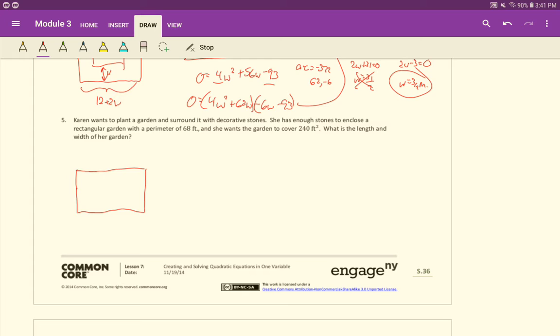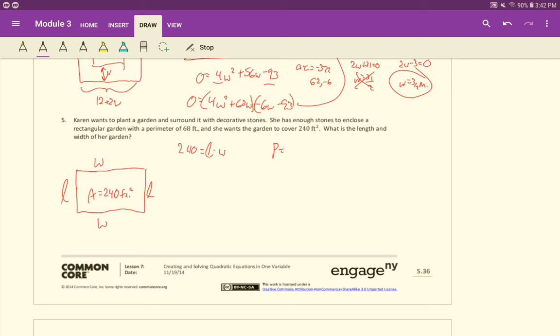Okay, rectangular garden. We'll say this is the width, this is the length. This would also be the width and the length here too. The area is 240 square feet. So that would be area equals length times width, or in other words, 240 equals length times the width.